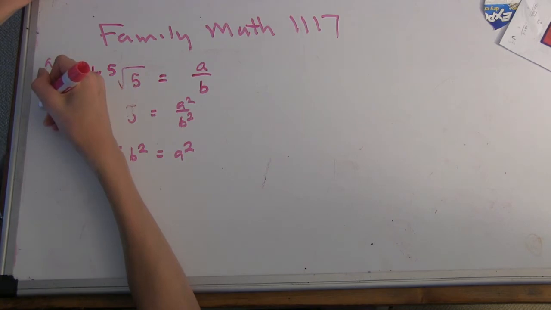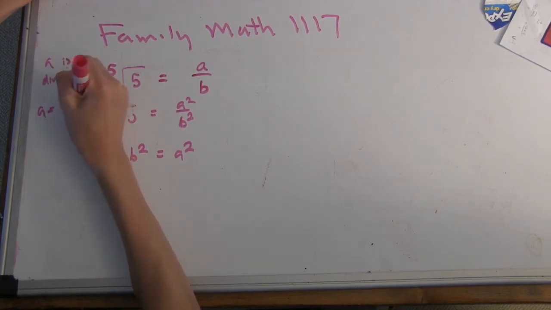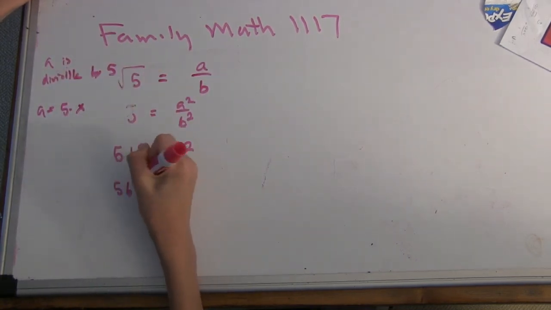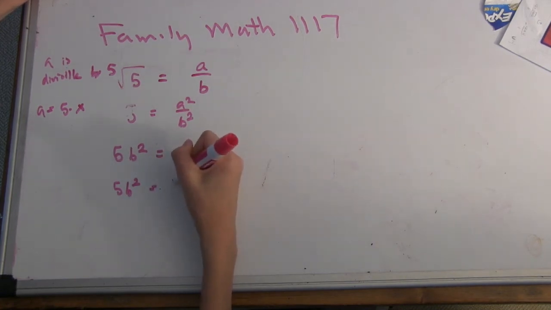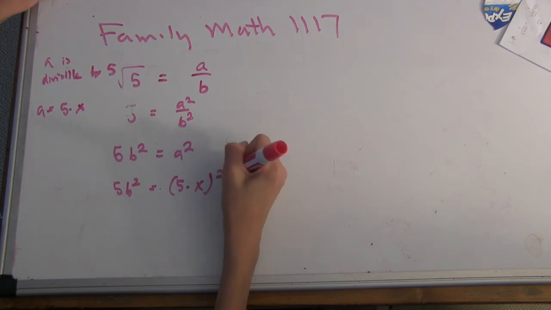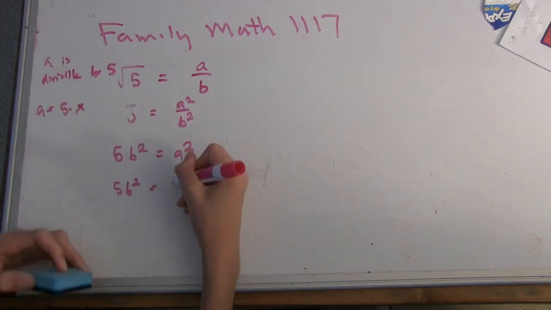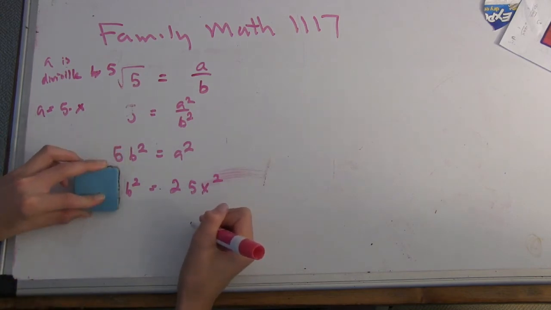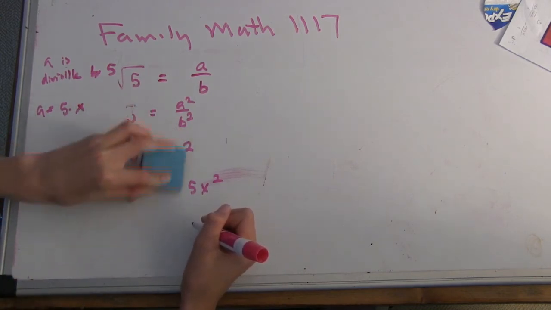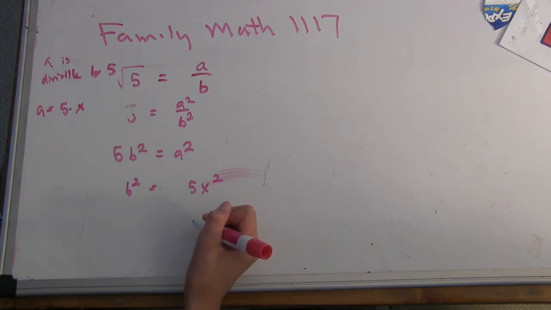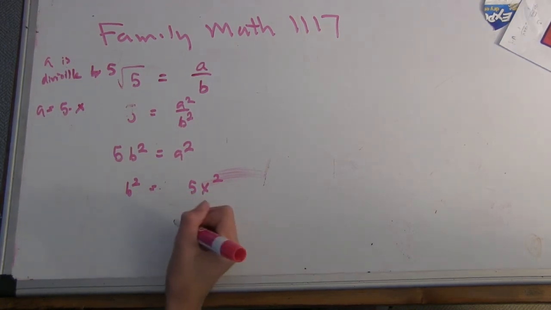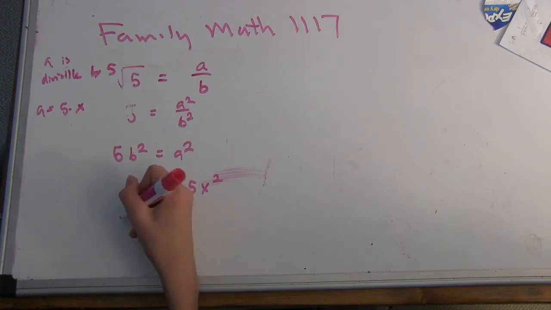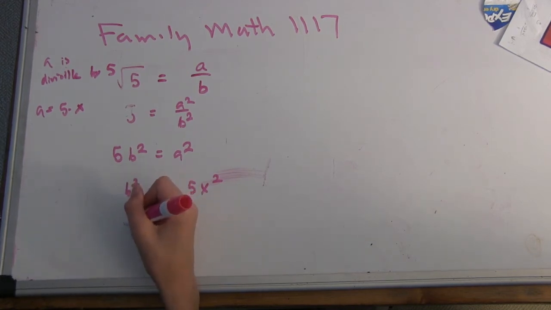Then we can write a as 5 times some x, so 5b squared equals 5 times x squared, so this equals 25x squared. Dividing on both sides by 5 gives you b squared equals 5x squared. So you know that b squared is divisible by 5, so you know that b is divisible by 5.